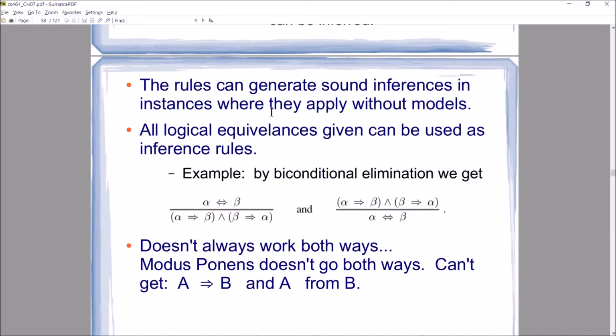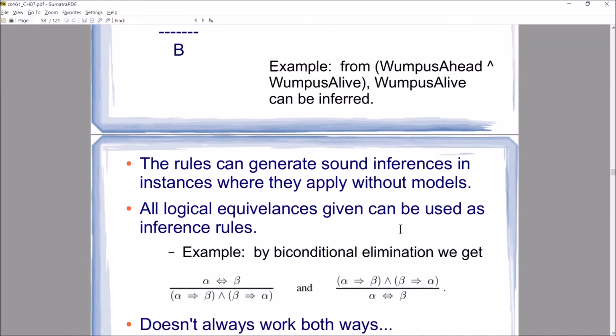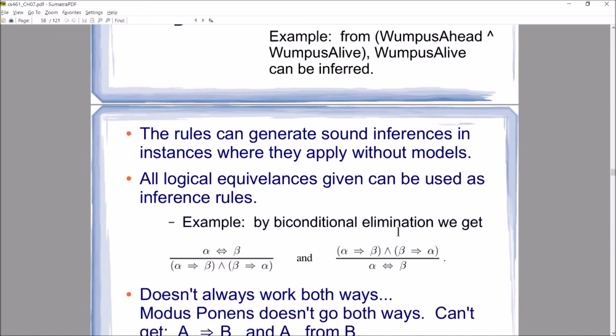Okay, so what these rules allow us to do, modus ponens and and elimination plus those logical equivalences, combining all those things, using them all together, is generate some inferences that are sound, and we won't need to enumerate models. We don't have to go through and generate a whole bunch of truth tables to be able to make our inferences. The logical equivalences can be used as inference rules themselves.